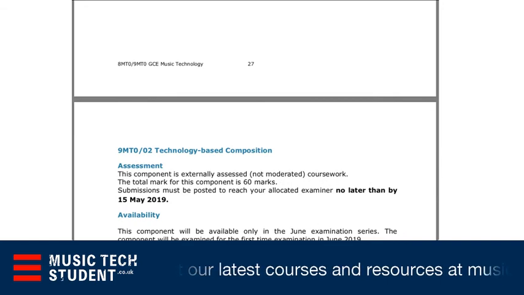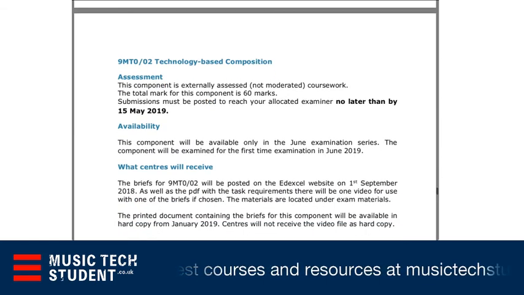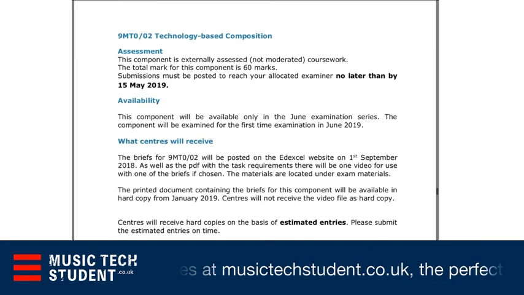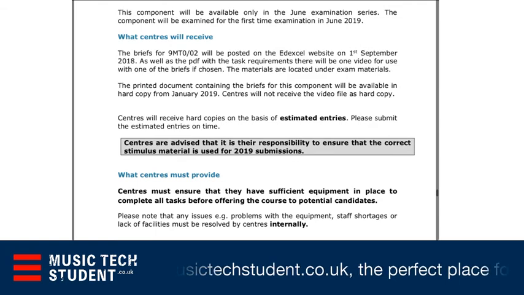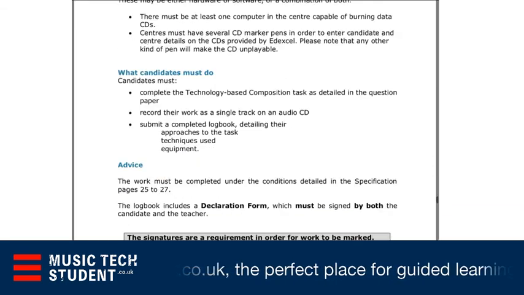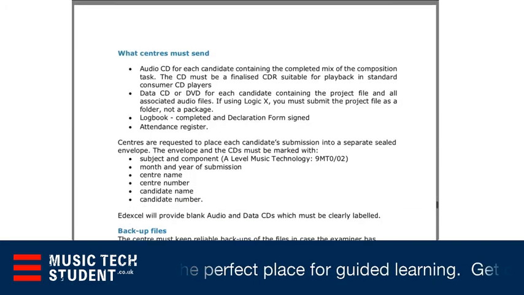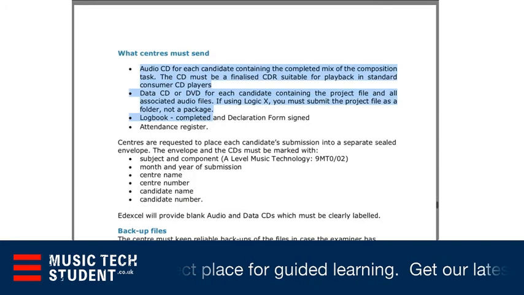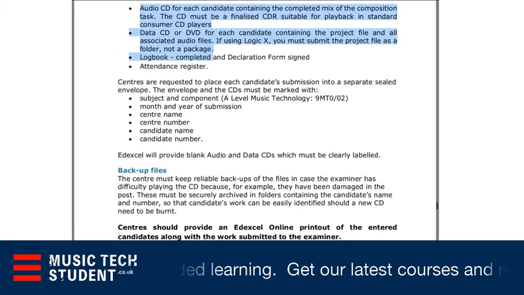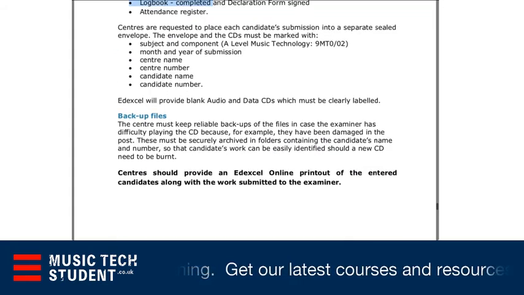So on the next page, on page 28, you do have the same focus for the component 2 technology-based composition as well, when it must get to the examiner, running through what these centres need in order to provide this. And then if we skip forward, you'll also see that there's the same information here for what these centres must send in order to have it handed in, and then the backup files. So I think that's pretty much it.